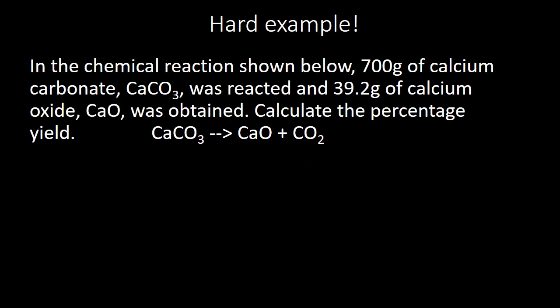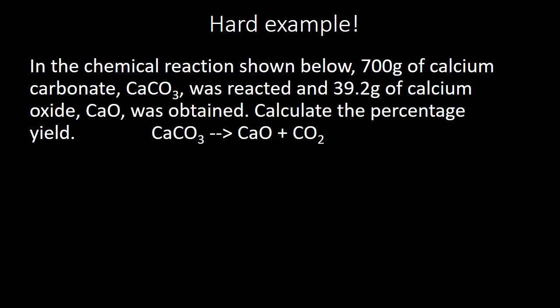You could also have some harder examples like this one. In the chemical reaction shown below, 700 grams of calcium carbonate was reacted and 39.2 grams of calcium oxide was obtained. Calculate the percentage yield. So what you should notice at first glance is that they're not telling you what was the maximum theoretical mass that could have been produced.